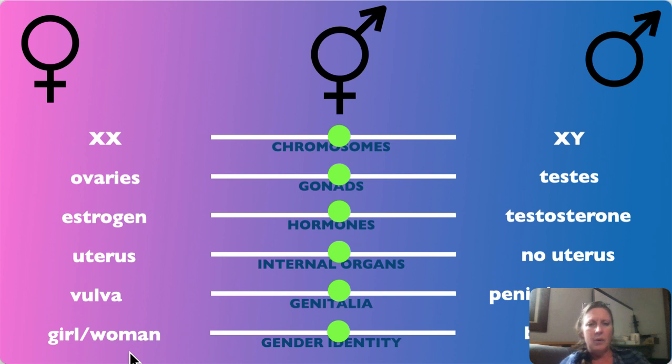Okay, so if we try to use our binary model here, let's see how it goes. They don't have XX or XY, so I don't know where to move that slider. They don't have ovaries or testes, so again, where do I put the slider? Because they're not ovaries or testes, neither hormone is more abundant than another. They do have a uterus, they do have a vulva and a vagina, and for the most part identify as women.